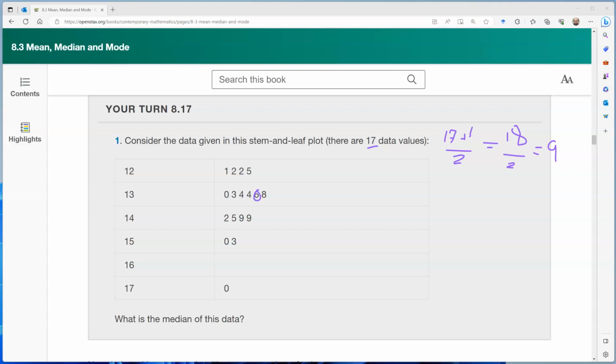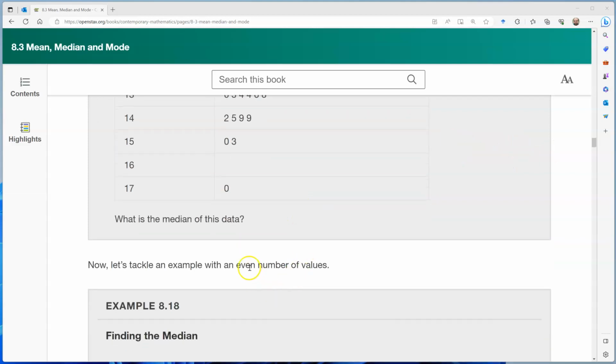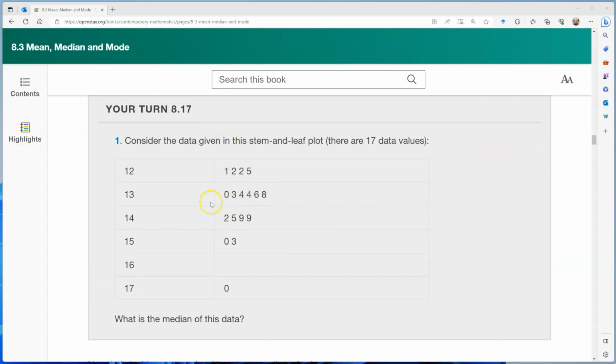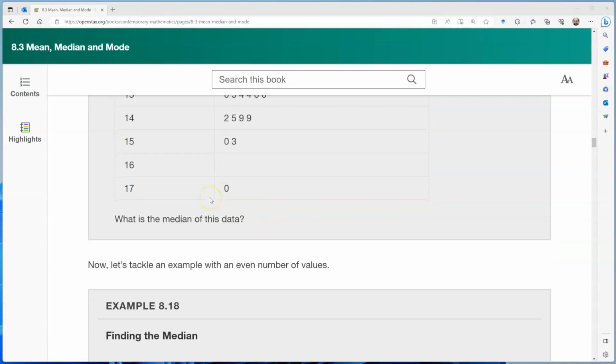And so 136 should be our median value for this data set, since it is in ascending order with the stem and leaf plot as it is. So that's the your turn there.